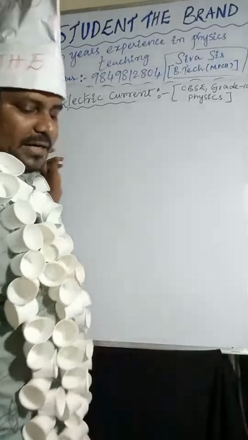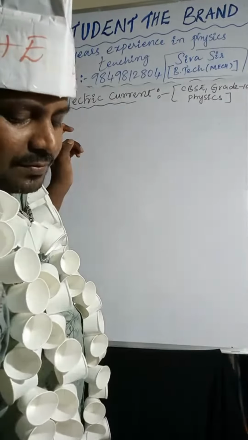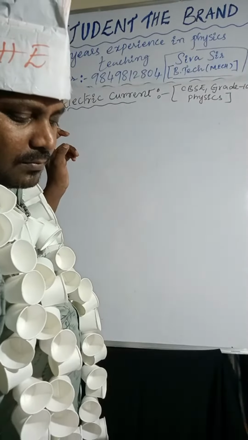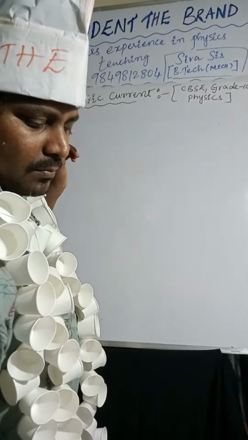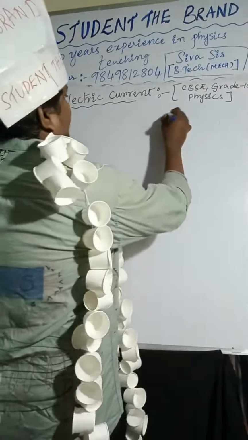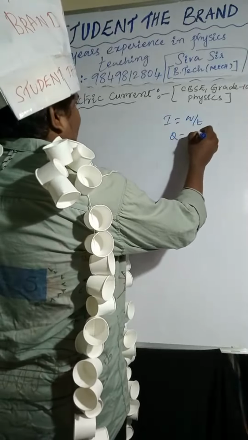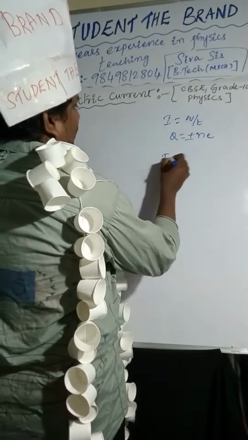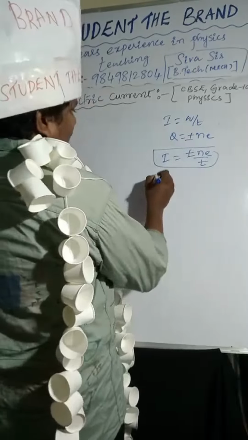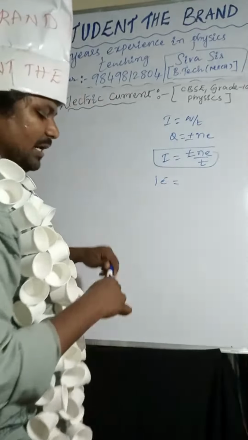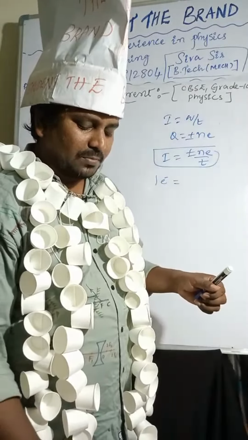So I equal to Q by T, right? Q equal to plus or minus Ne, so I equal to plus or minus Ne by T. On one electron, how much charge is present? 1.6 into 10 power minus 19 coulomb.